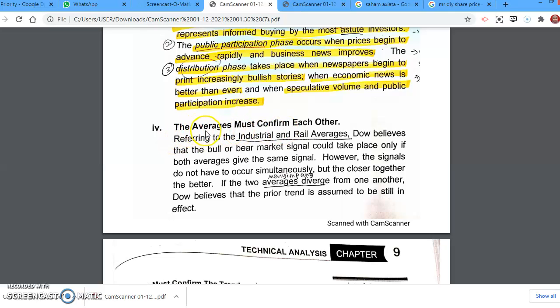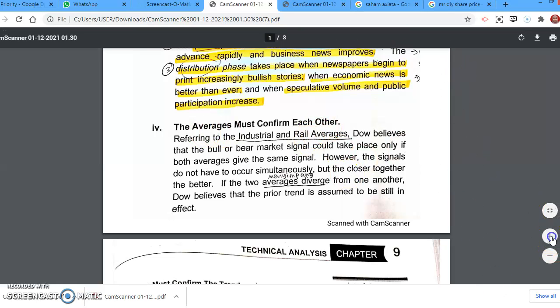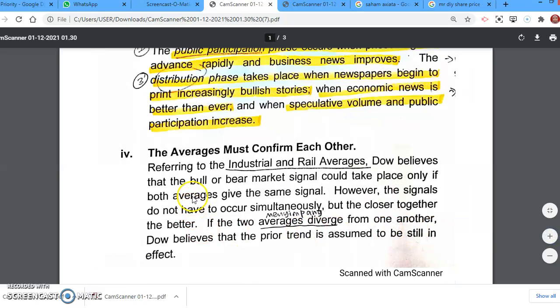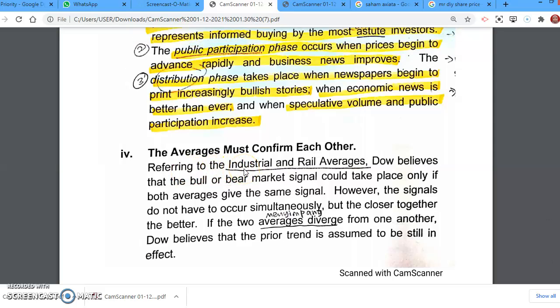Number 4 is that the averages must confirm each other. I'm going to make it bigger. Referring to the industrial and rail averages, Dow theory believes that a bull or bear market signal can take place only if both averages give the same signal. However, the signals do not have to occur simultaneously, but the closer together the better.